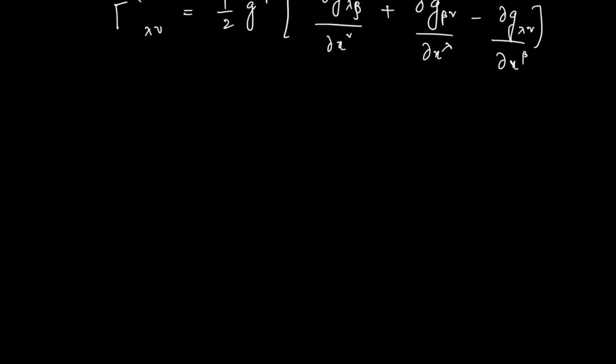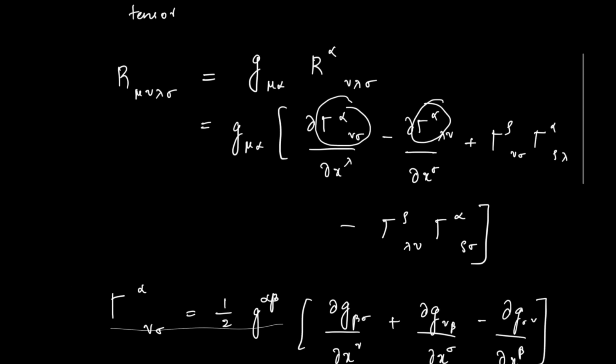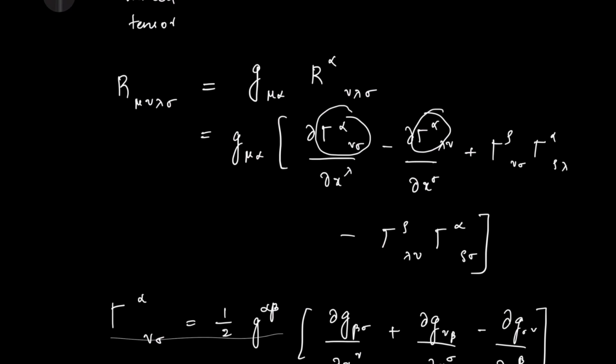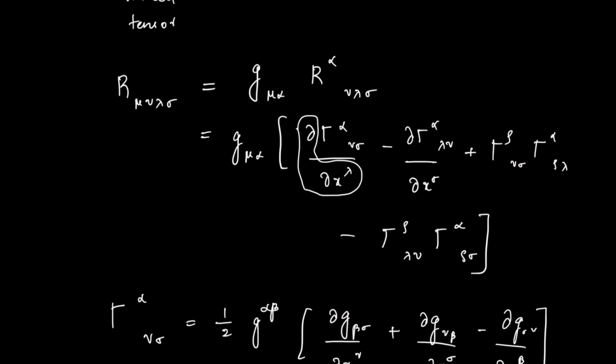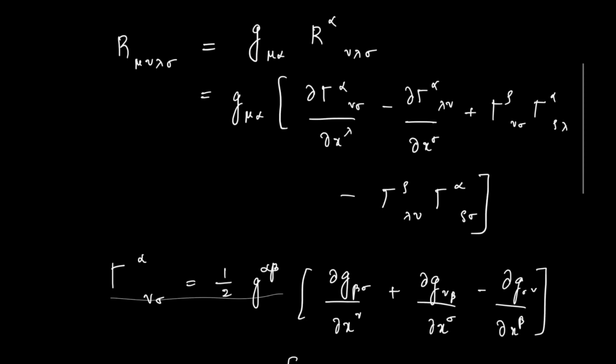Then I'll get R mu nu lambda sigma is equal to g mu alpha as it is, then the partial derivative with respect to x lambda. Okay, so this one I am writing as the partial derivative with respect to x lambda. Now I have to substitute for the Christoffel symbol. Similarly I have to substitute in all the other terms also.